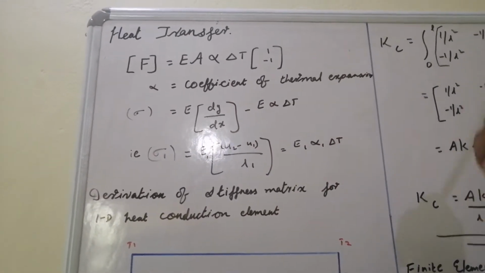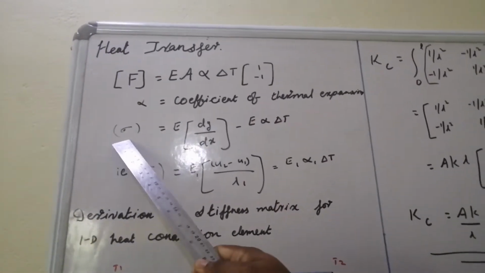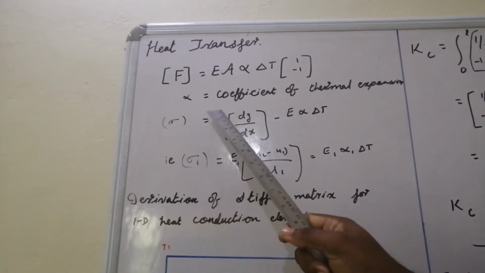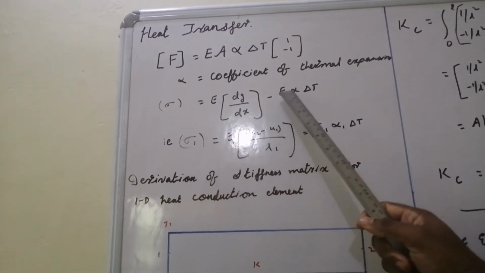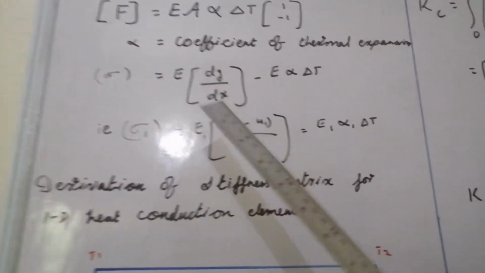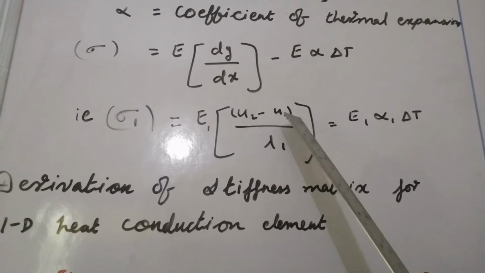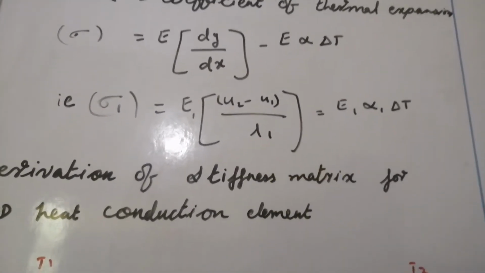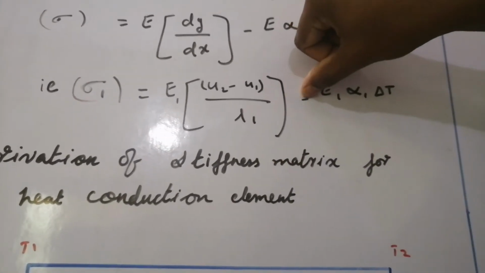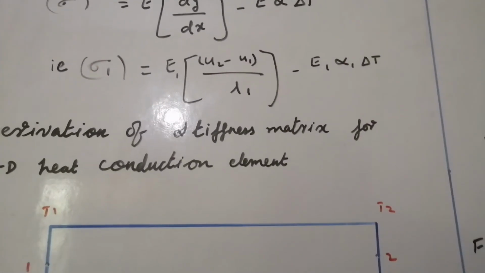And if F equals E A alpha delta T, the stress sigma equals E dy by dx minus E alpha delta T. You know E is Young's modulus, A is area, and sigma 1 will be E1 times (U2 minus U1) divided by L1, minus E1 alpha 1 delta T.